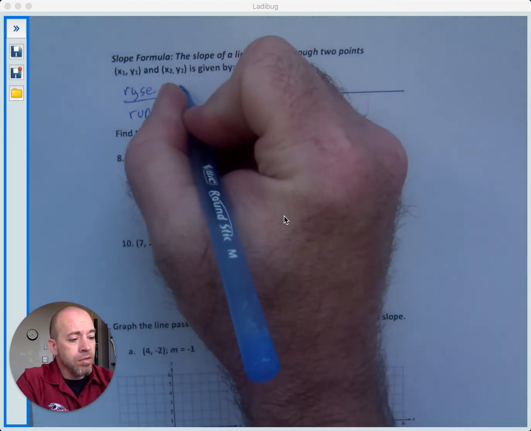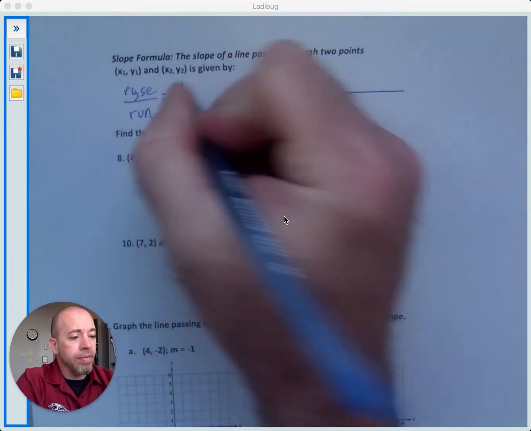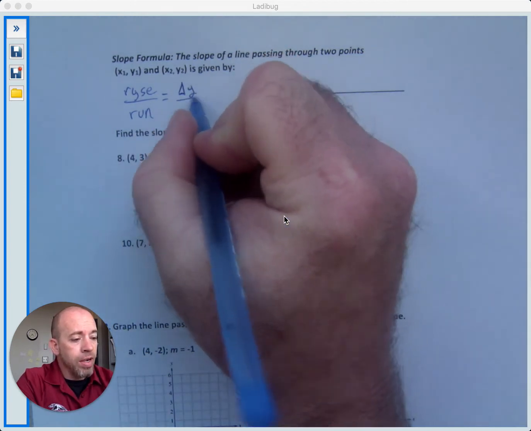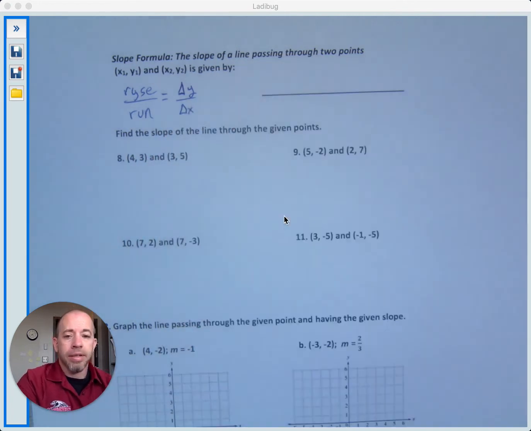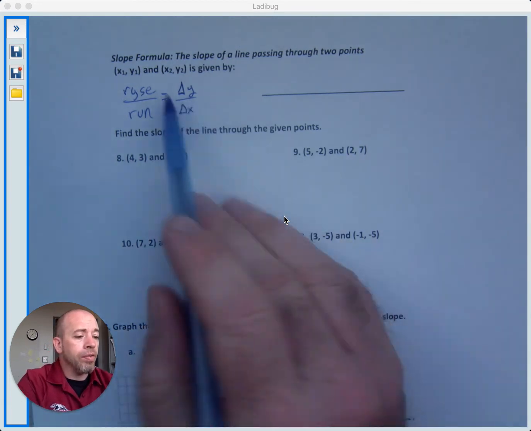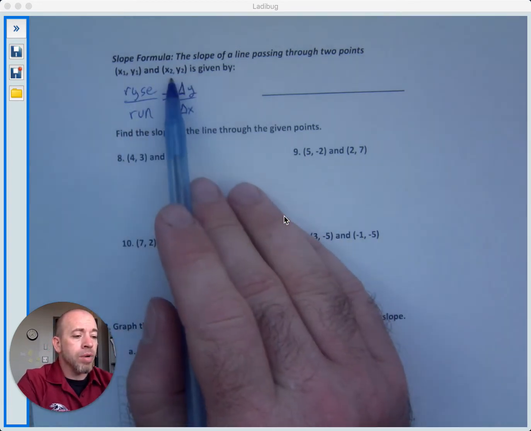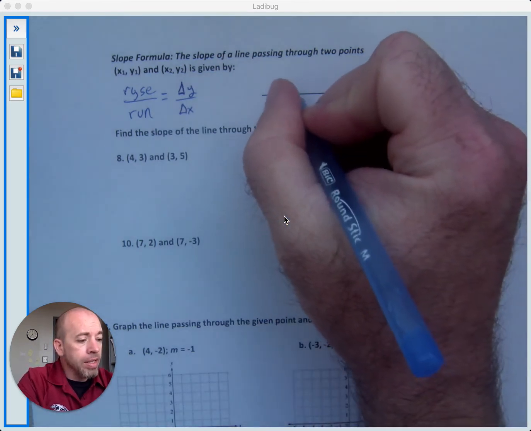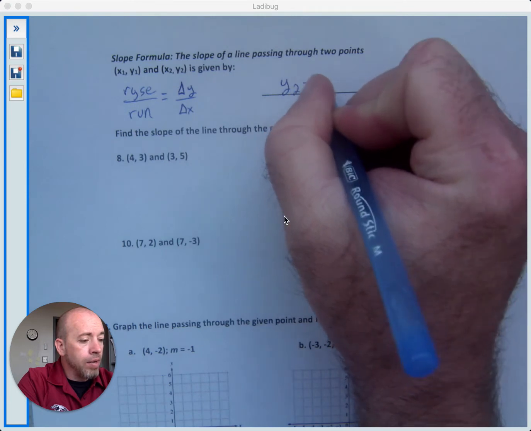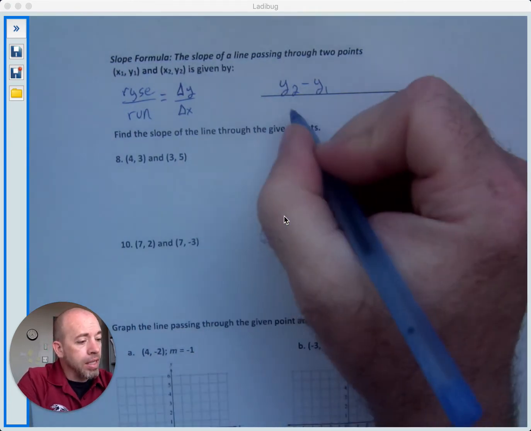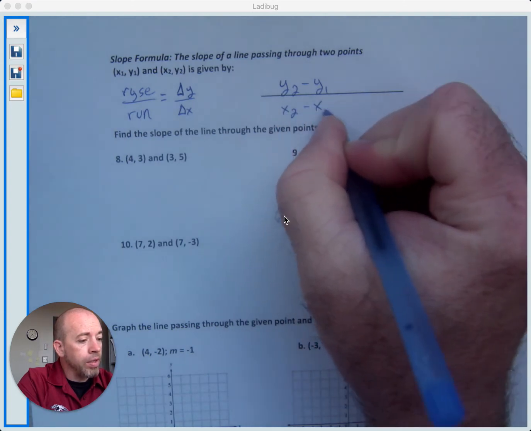Maybe you've seen this Greek letter delta, which is a little triangle, right? It represents change, so you might have heard this as change in y over change in x. So how do we find the change in y? Well, we subtract the y's, right? So if you have 2 points, x1, y1, x2, y2, the change in y we can find by taking y2 minus y1, and the change in x we can find by taking x2 minus x1.